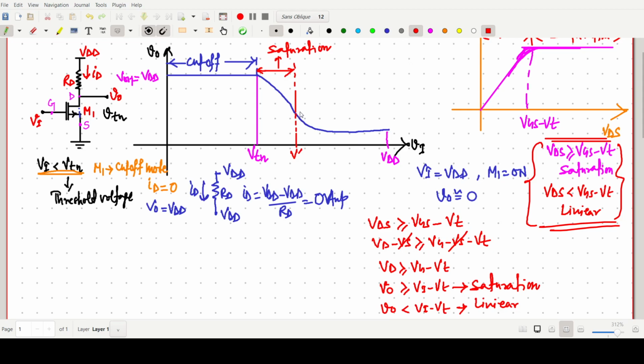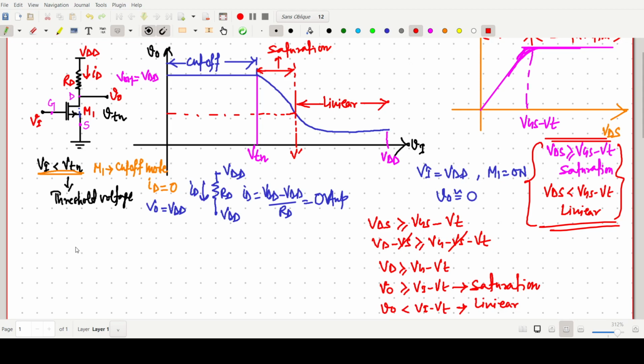Okay, and after that it comes under the linear region. Once again I am repeating this concept. When some V dash point is there, up to V dash, suppose this one is VDD, and it comes down, say, to this point. For the time being, I am saying this point is less than VDD.